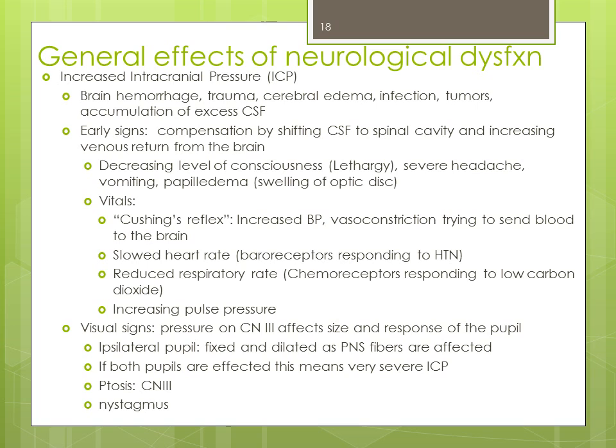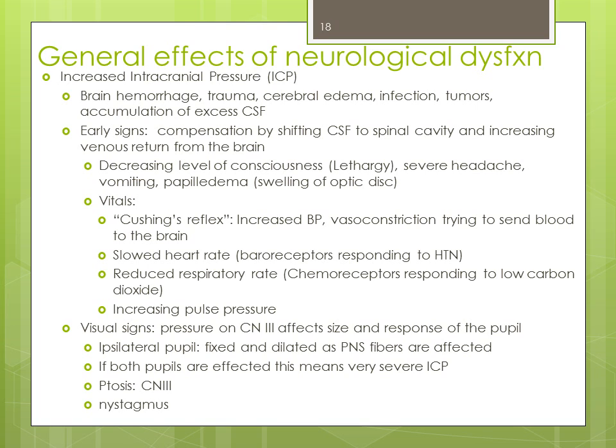There will be a reduced respiratory rate, and this is those chemoreceptors again in the medulla of the brain that are responding to low carbon dioxide levels. And then they'll have an increased pulse pressure. Basically, that pulse pressure is when you take somebody's blood pressure, the systolic number minus the diastolic gives you the pulse pressure. So the normal is 120/80, a pulse pressure of 40, and if the pulse pressure is increased, it's a good sign that there could be some intracranial pressure increase.